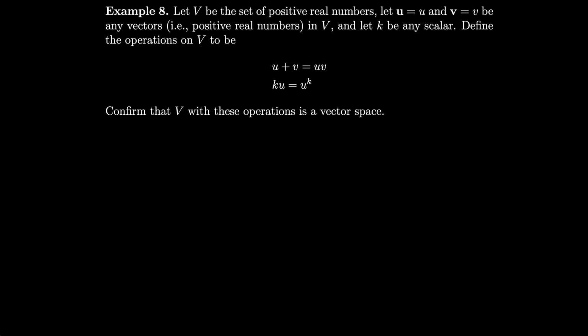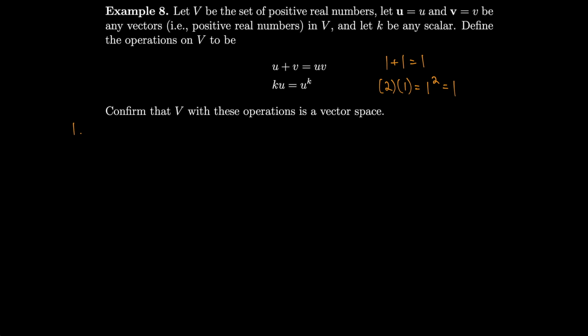So let's confirm that V with these operations actually is a vector space. Just as an example, if we take 1 plus 1 in this vector space, what we're really doing is taking 1 times 1, so that'll end up equaling 1. If we take 2 times 1 in this vector space, that's the same as taking 1 to the second power, 1 squared, which is 1. So this is a very weird vector space. How about we confirm the axioms now?